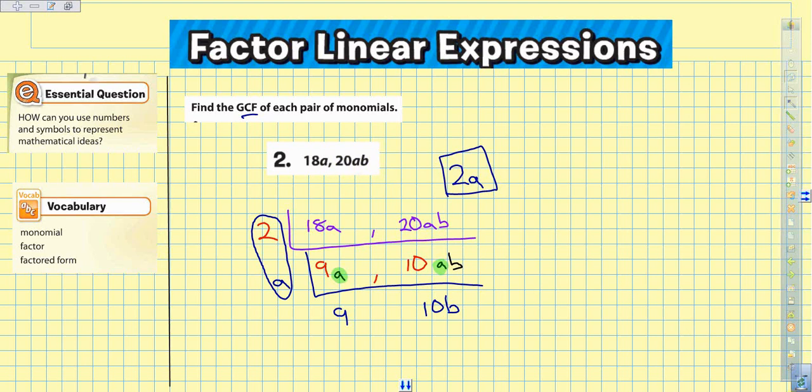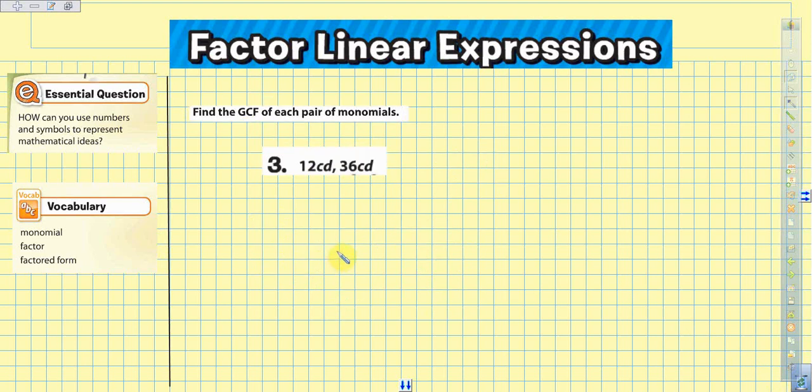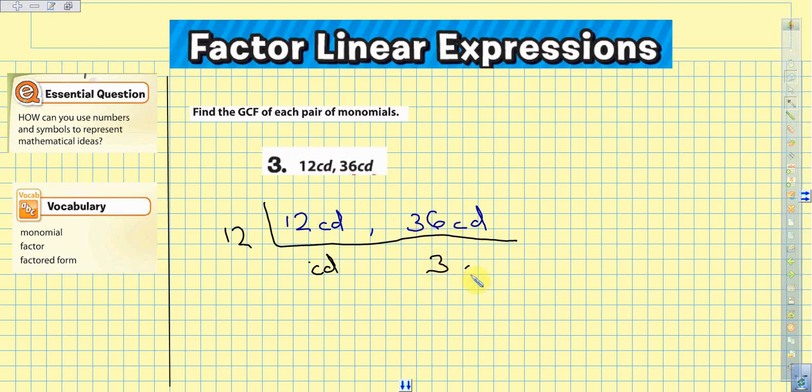Let's take a look at a different one. Okay, so now we get 12cd and 36cd. So let's go ahead and take care of the numbers first. I know I can pull 12 out. 12 goes into 12 one time, so I'm left with cd. 12 goes into 36 3 times, and I'm also left with cd.